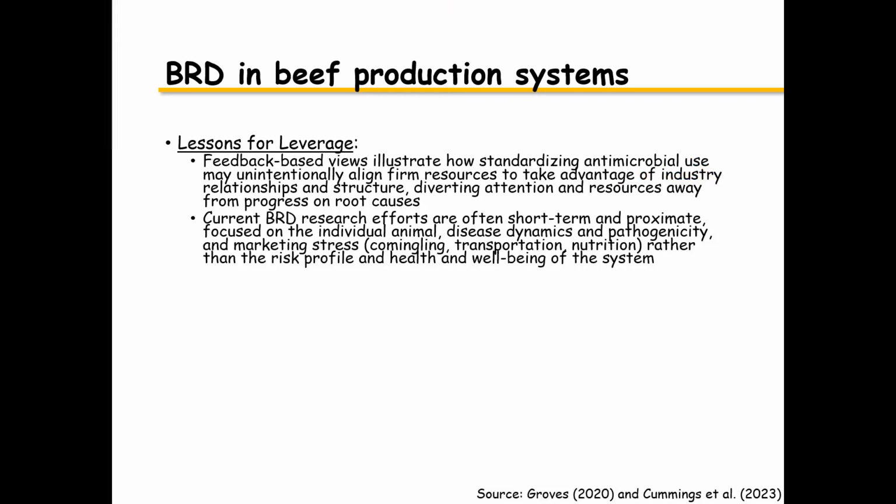Current BRD research is often short-term and proximate because the unit of study typically is the individual animal or cohorts of animals to understand disease dynamics and pathogenicity and marketing stress, so commingling, transportation, nutrition from point A to point B, etc., rather than the unit of study being the risk profile and health of the system. If you agree with the chart I showed earlier with the cyclicity, but also the increase in morbidity and mortality, well, then there's something going on at the system-wide level that we've not quite gotten our hands around yet.